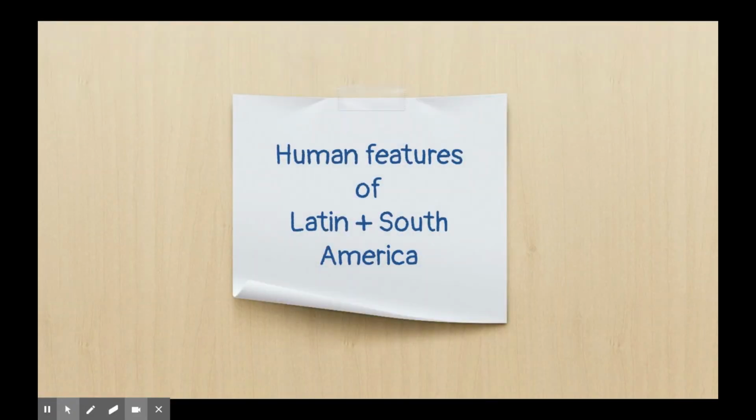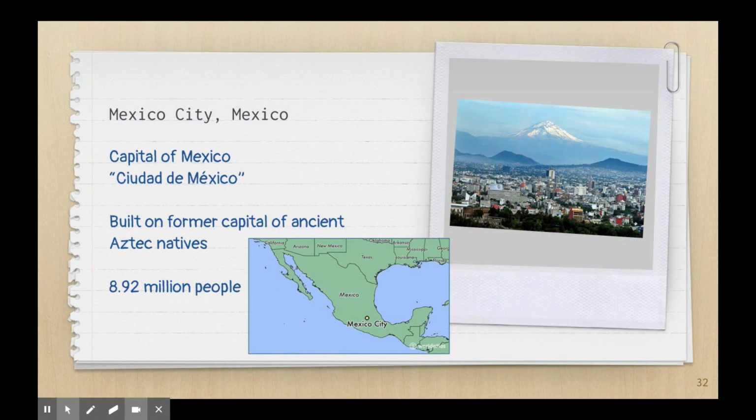And lastly, some human features of Latin and South America. We have Mexico City, which is the capital of Mexico, also known as the Ciudad de Mexico. It was built on the former capital of ancient Aztec natives, and it has a population of 8.92 million people.